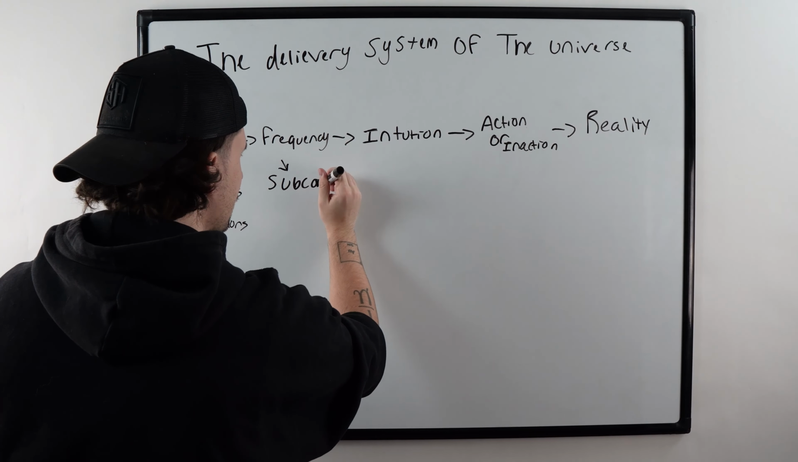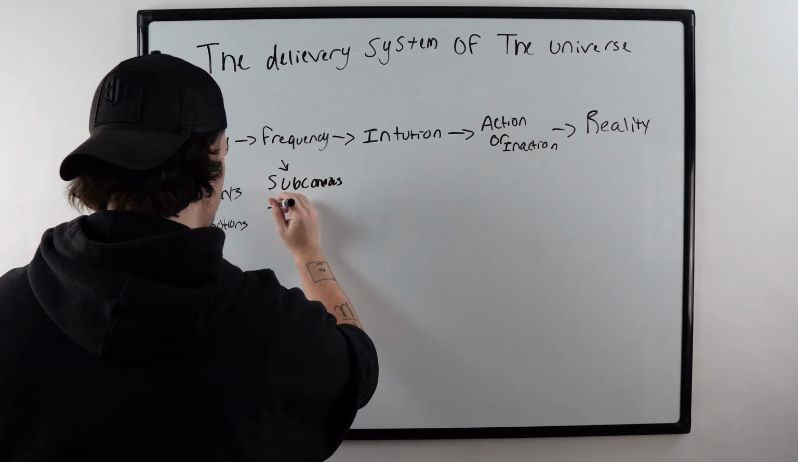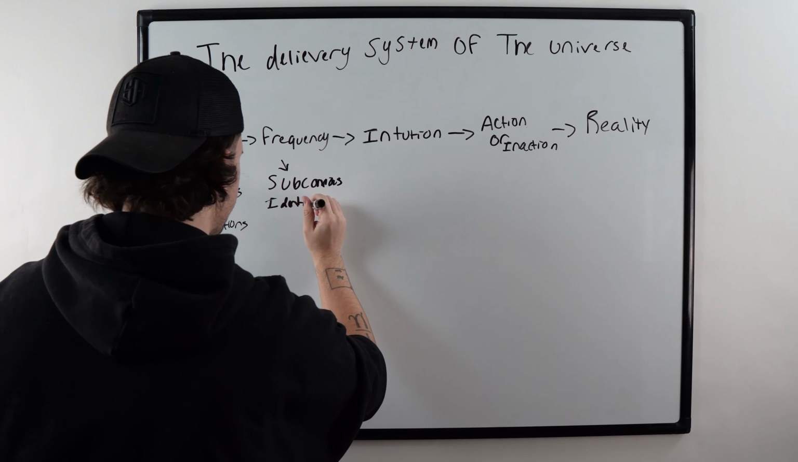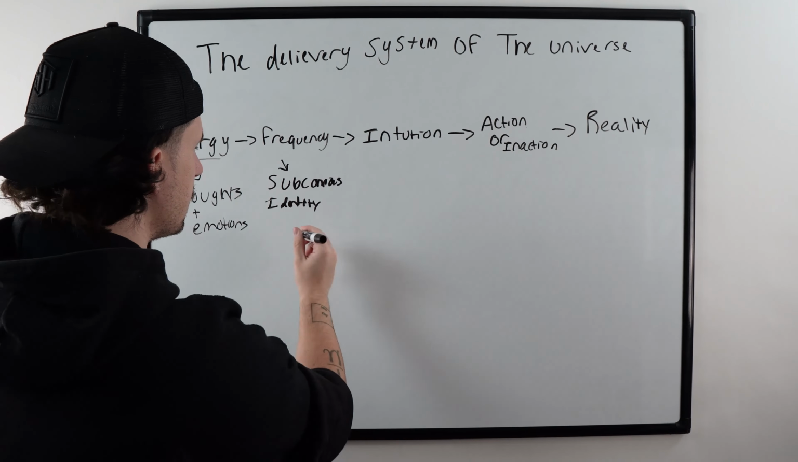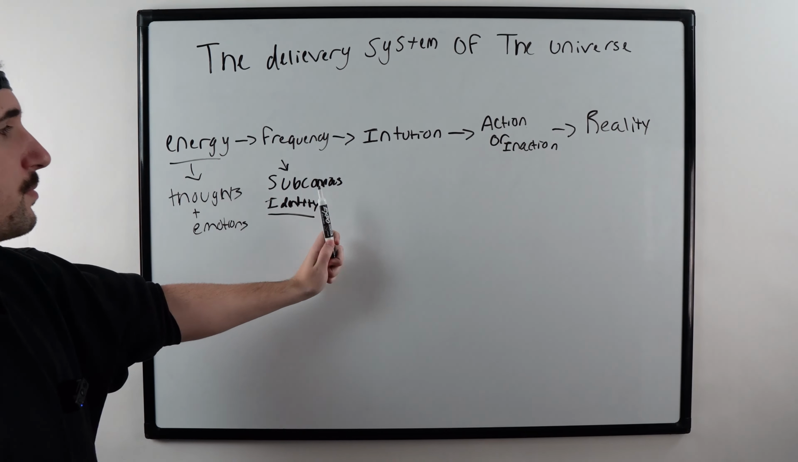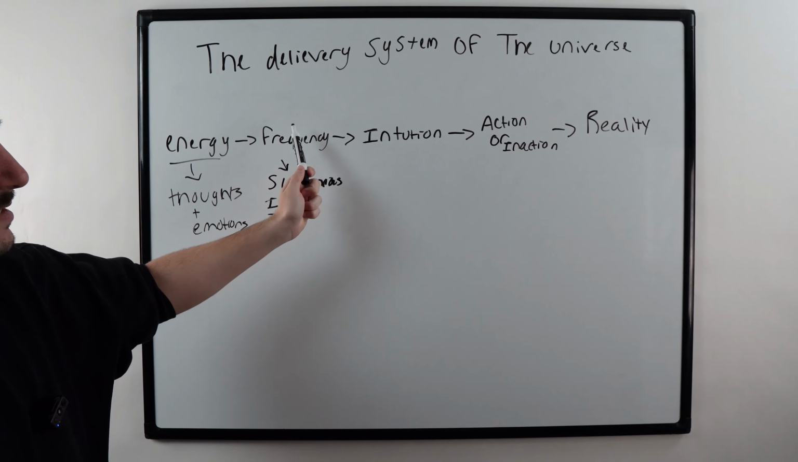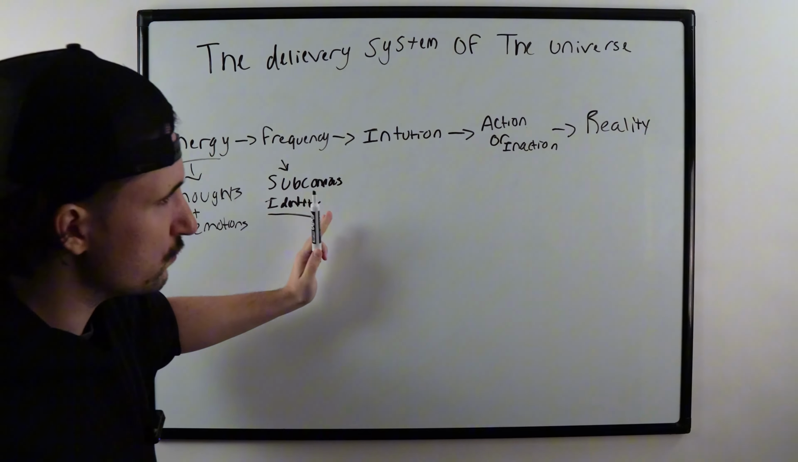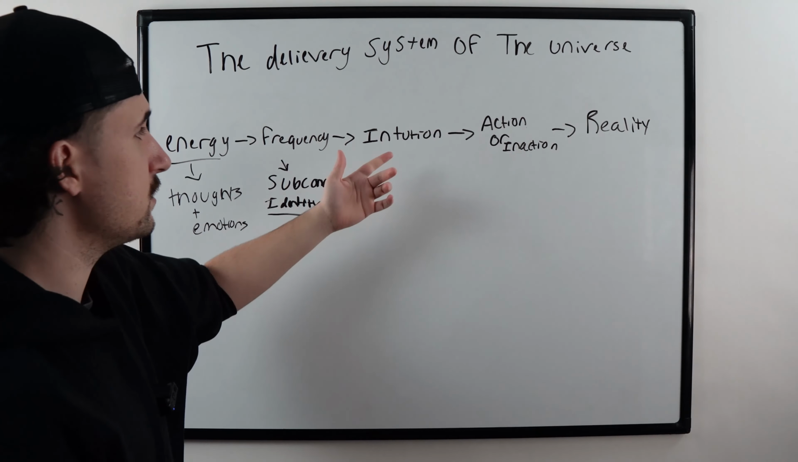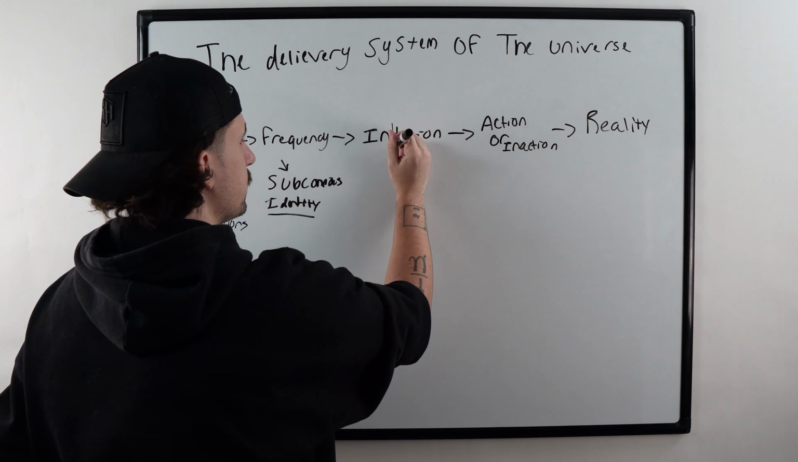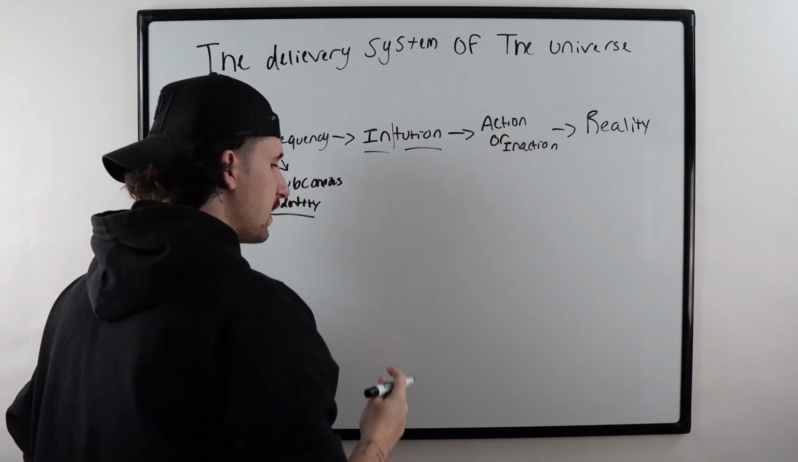That'd be your subconscious mind, or what I like to call your identity. And we'll go over why I say identity here. But this is basically what's impressed in your subconscious mind. Your frequency is like an antenna that sets off the rest of reality creation. And then you have intuition. Now, what is intuition? A lot of people get this wrong.